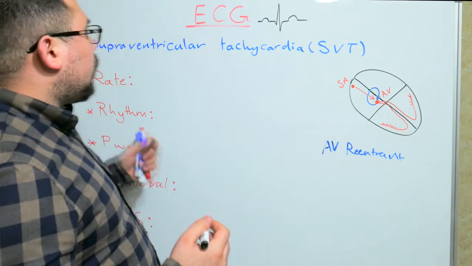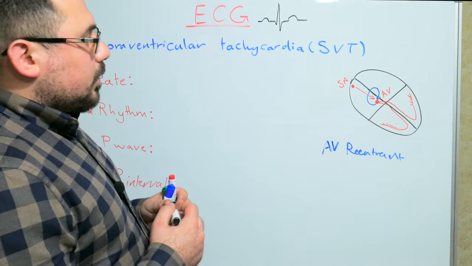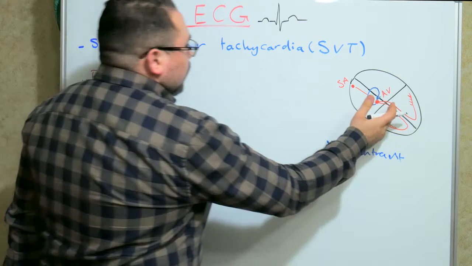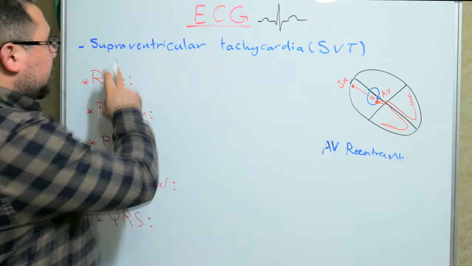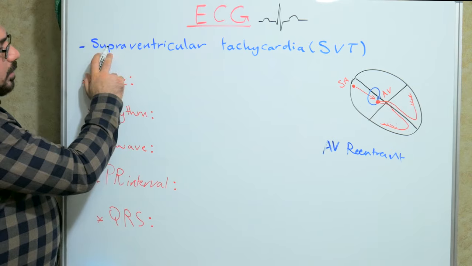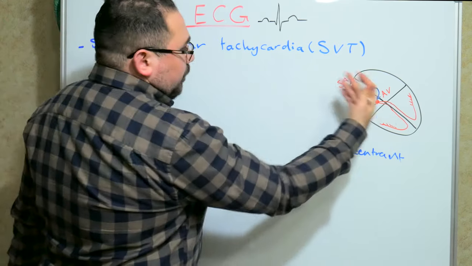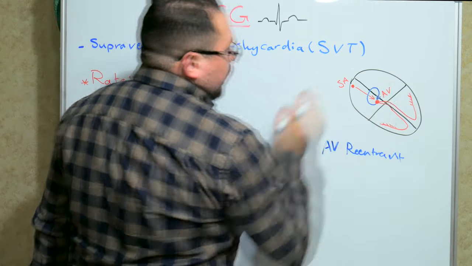So why didn't we call it a ventricular arrhythmia, like ventricular tachycardia or another type of ventricular arrhythmia? Because it doesn't originate in the ventricle. It just originates above the ventricle. That suggests the name supra, which means above the ventricle, supraventricular tachycardia, basically from the AV node itself, or sometimes from an ectopic focus near the AV node.